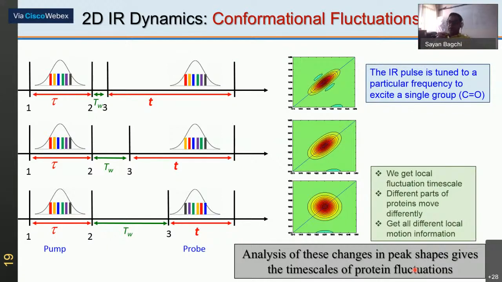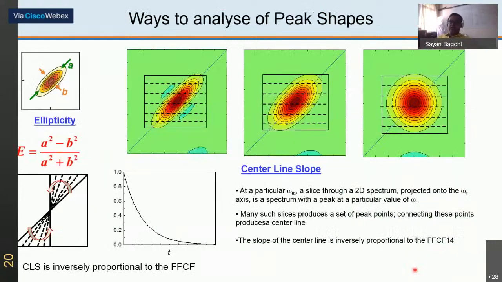So what is more important in IR, we get very local information. Because we can think that different parts of the protein will move differently. There are different domains in the proteins, and the fluctuations of different domains might be different. So if I put a vibrational probe in one domain, do the experiment and find the fluctuation dynamics, then move the probe to a different domain and look into the different fluctuation dynamics, different time scale, that will give us local information about these fluctuations, how different parts of the same molecule are moving in different time scales.